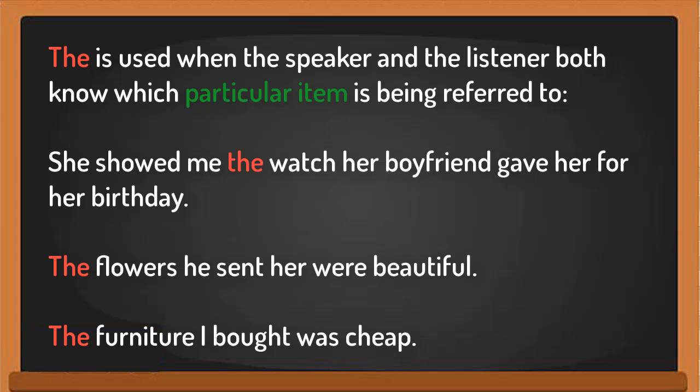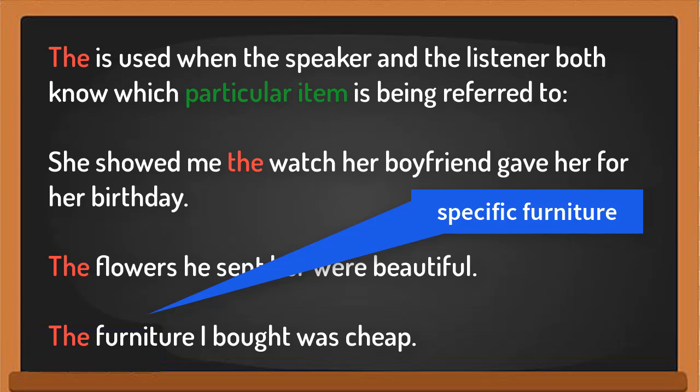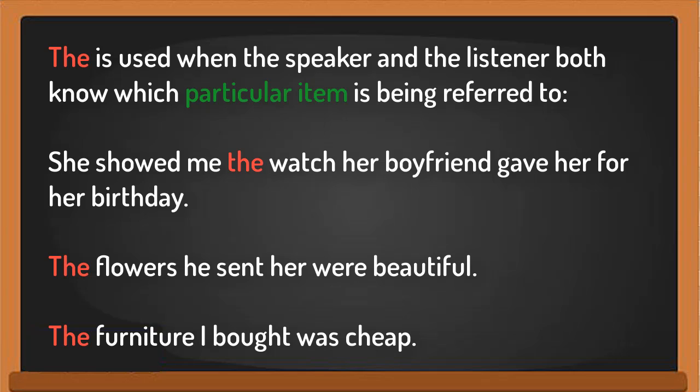Okay, the furniture I bought was cheap. Okay, which one is the cheap one? Is the furniture that I bought. The furniture is very clear. The furniture that is cheap is very clear. The furniture that he bought. Okay, so this is very, very specific. So when you want to mention or tell something that is very specific that people already know about, you use the. Okay, don't use a or an because that is for general and unspecific person, place, or things.